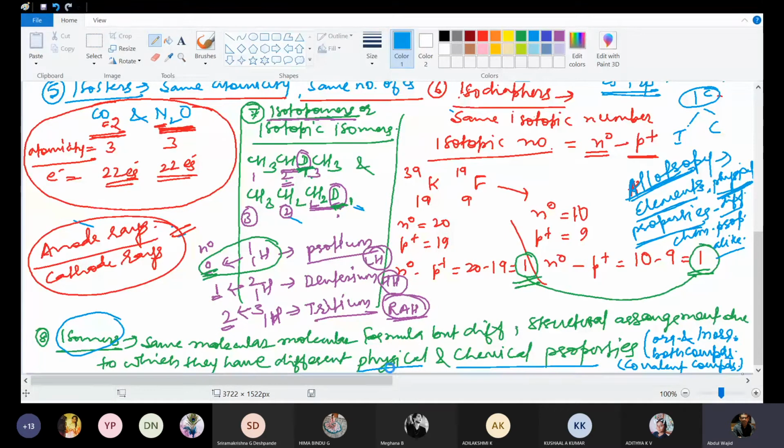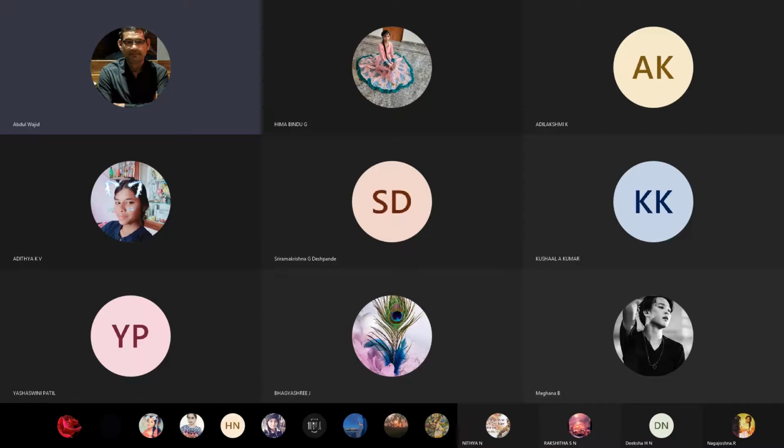The next, that is the last isoterm, that is isomorphism. It's taking time, so I'll close this program and will once again share the screen.